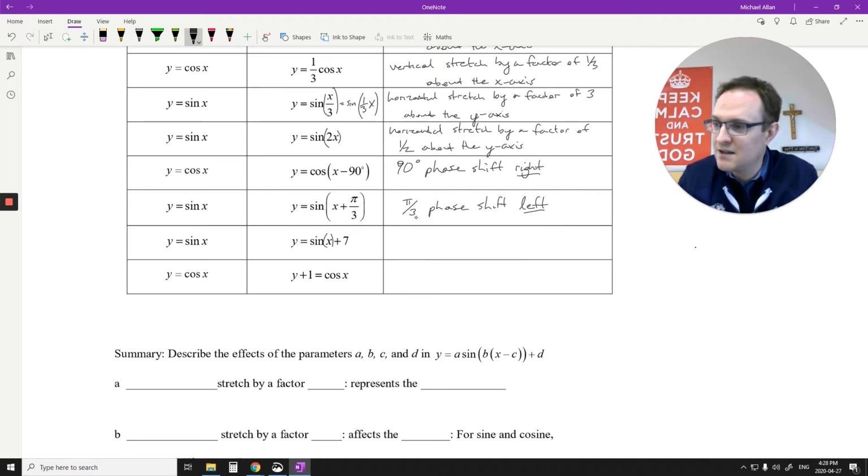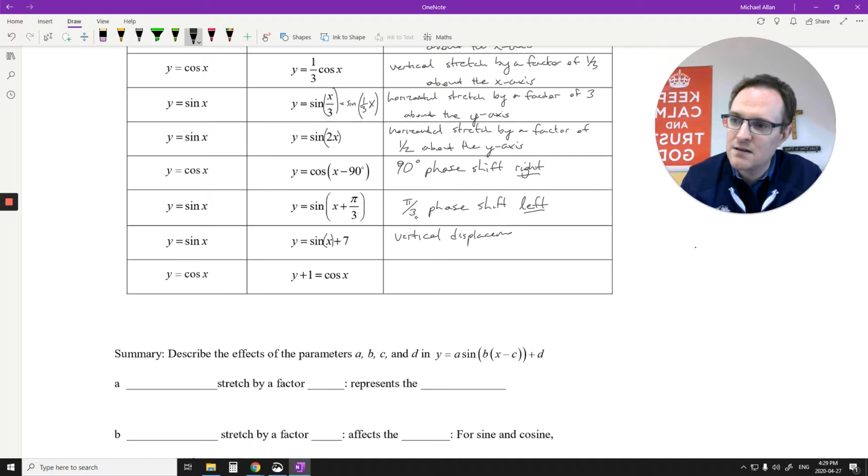Okay. So rather than saying horizontal translation, now we say phase shift. And rather than saying vertical translation, we'll say vertical displacement. So this has a vertical displacement of 7 units up. Okay, and this one here, I'm going to minus the 1. It's still going to be outside the function, but if I minus the 1, this is going to be a vertical displacement of 1 unit down. There we go.